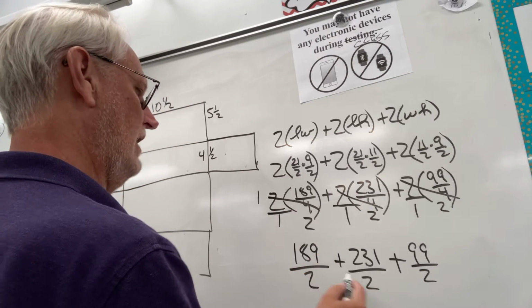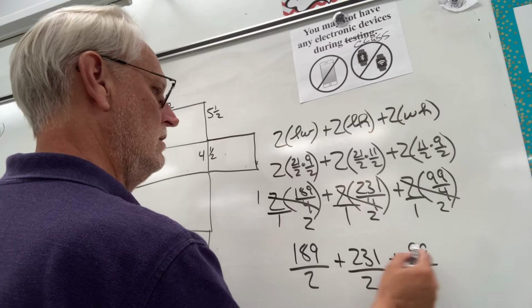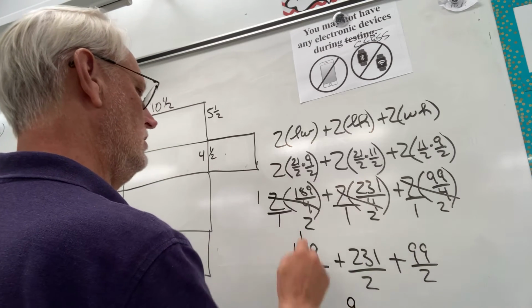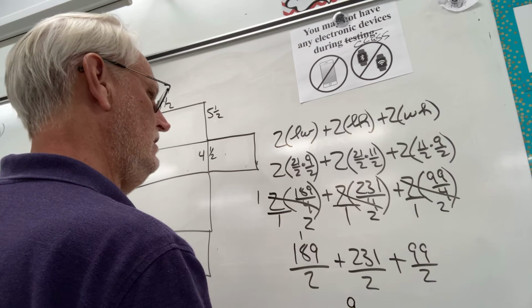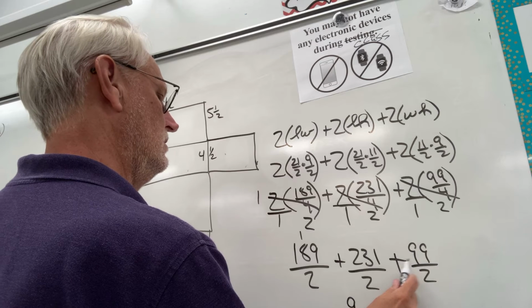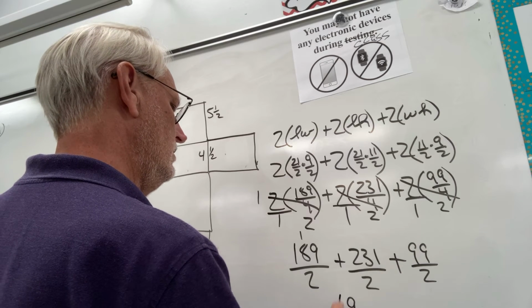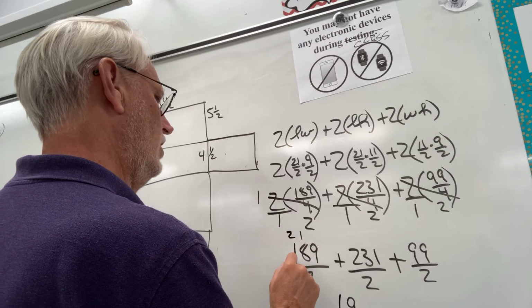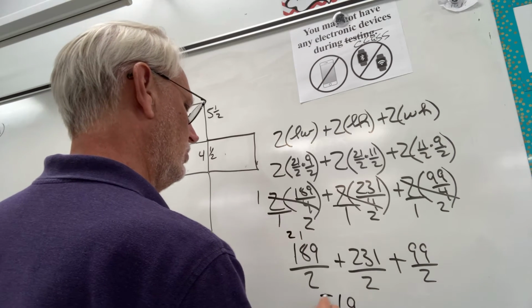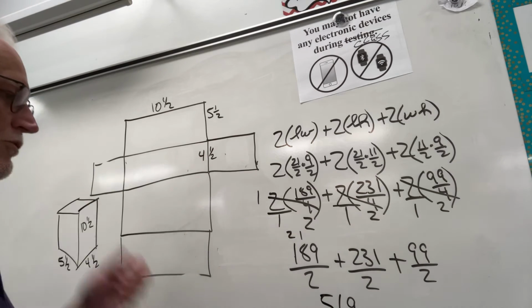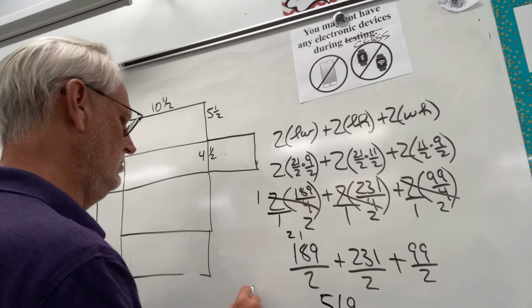When we add this up, 9 and 1 is 10, and 9 is 19. Carry the 1. 1 and 8 is 9, and 9 is 18, and 3 is 21. So carry the 2. 2 and 1 and 2. So we end up with 519 over 2. So we do 519 divided by 2.